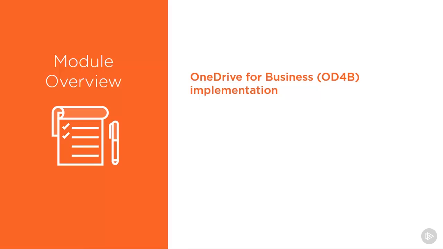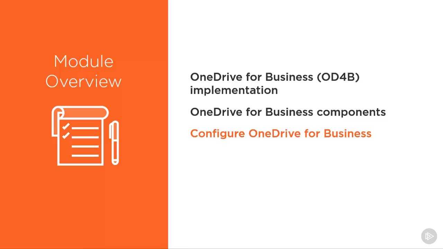And as you can see, I also use OD4B as a shortcut for OneDrive for Business. I also want to take a look at OneDrive for Business components so you understand all the different pieces that make up OneDrive for Business. We'll then look at how we configure OneDrive for Business. And like most of the other services, we have two ways. We have PowerShell and we also have the GUI. So we'll take a look at both of those as well.